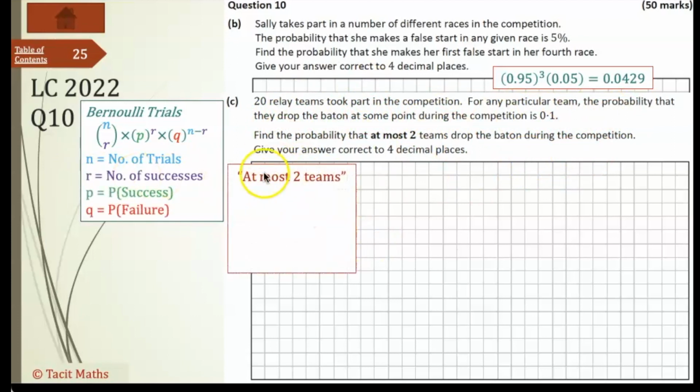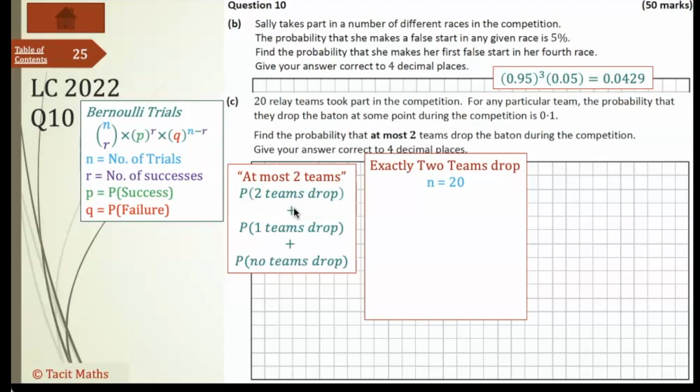Now, at most 2 teams translates to either exactly two teams drop it, or exactly 1 team drops it, or no teams drop it. So you must take each of these 3 things individually. So how do we find the probability that exactly 2 teams drop the baton?